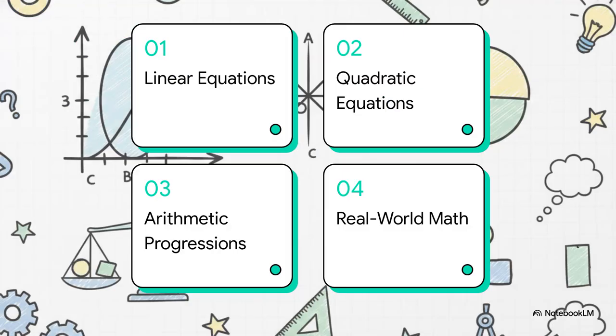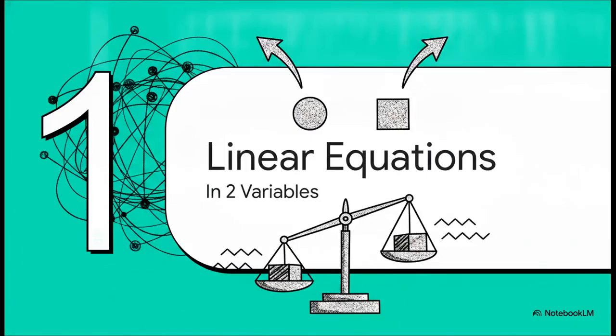So here is the game plan for today. We're going to conquer 4 main areas: linear equations in 2 variables, then mastering quadratic equations, moving on to arithmetic progressions, and finally, we'll wrap up with real-world math applications. All right, part 1, linear equations in 2 variables. Let's look at how balancing these sets up the foundation for literally everything else you're going to do in algebra.